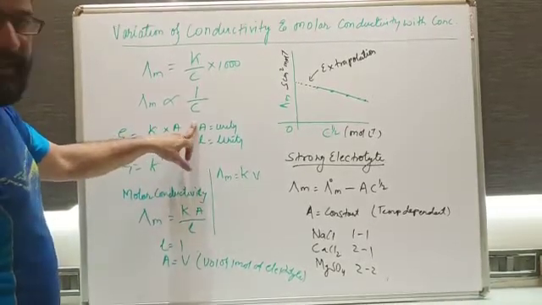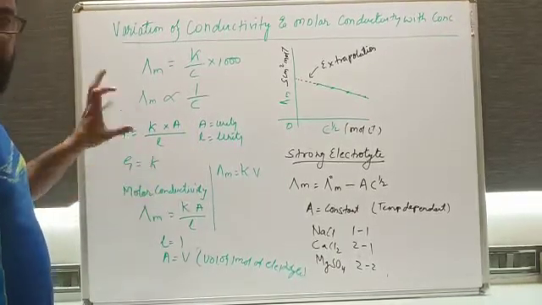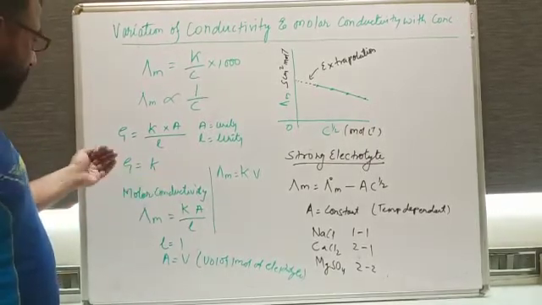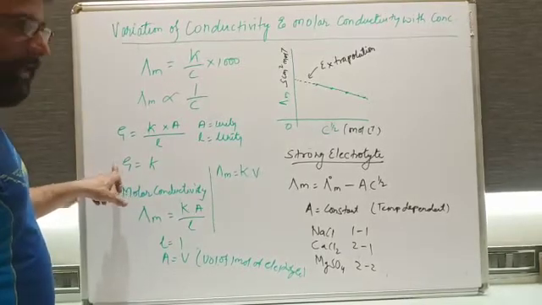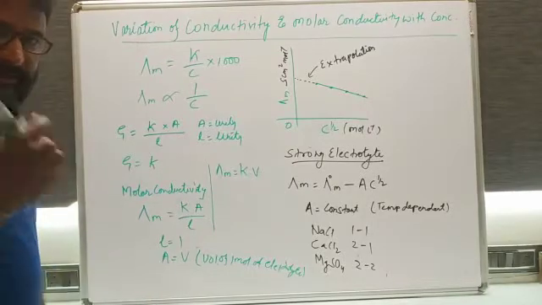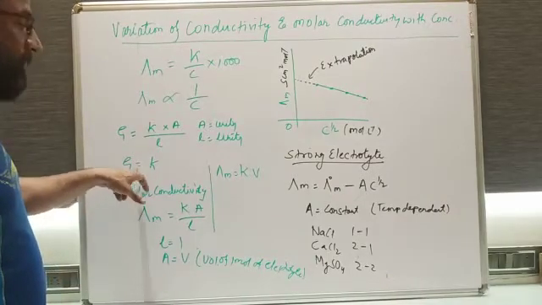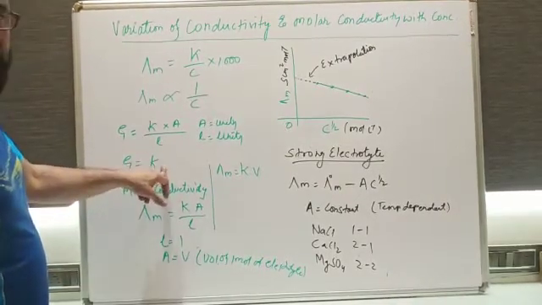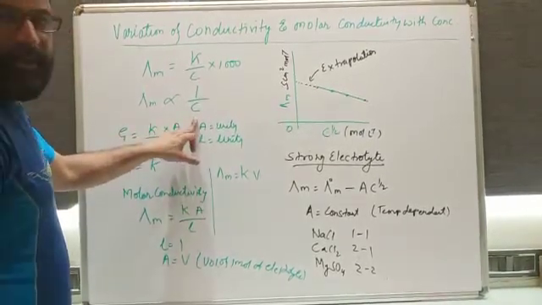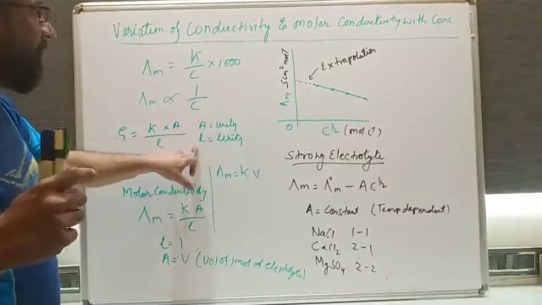Suppose if you keep the area as unity and the length as unity, then you will get G is equal to kappa. That means what? The conductivity of a solution will be equal to the conductance when the area is taken as unity and the length is taken as unity. Is it fine? Resistance will not be used, I used that wrong part. You can use the conductance. So the conductivity of a solution will be equal to the conductance when the area of cross section of the cell is unity and length is also unity.